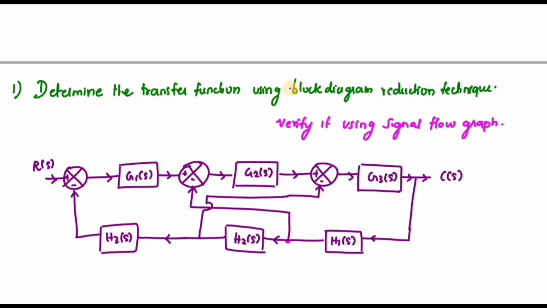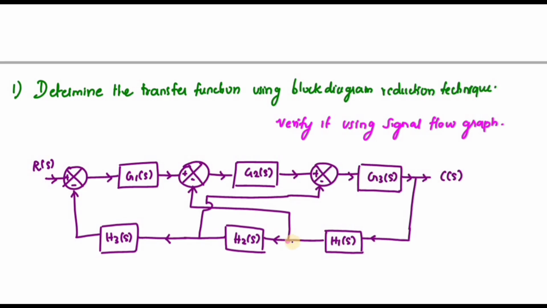In this video, we are going to solve the problem on block diagram reduction technique and verify it using a signal flow graph. So this is a block diagram that has been given. We are asked to find the transfer function, which is nothing but C of S divided by R of S.